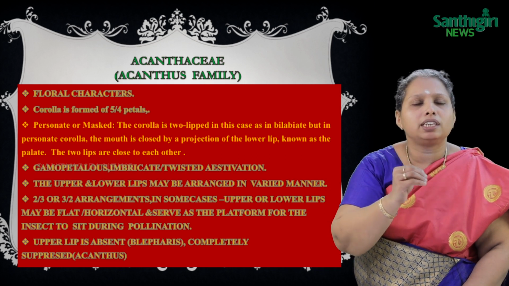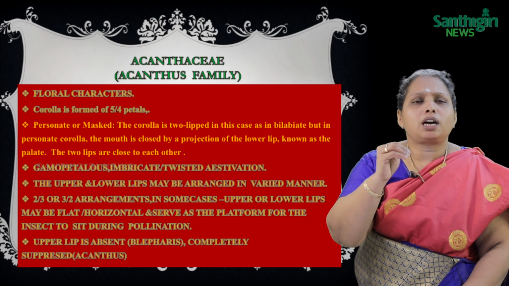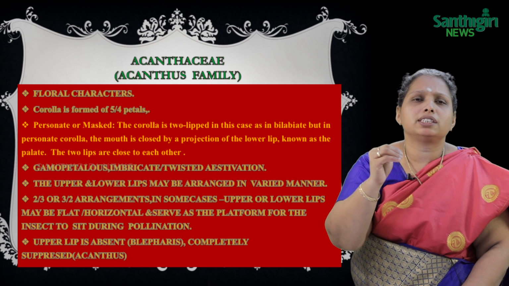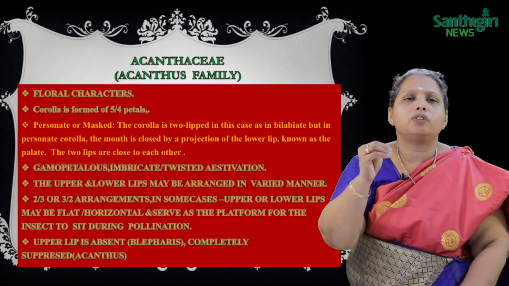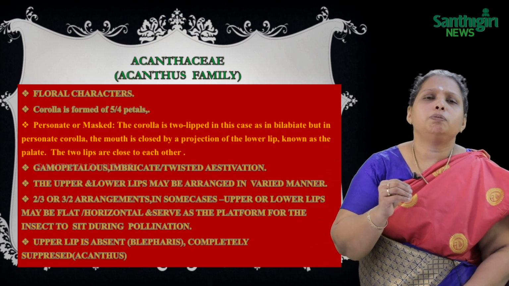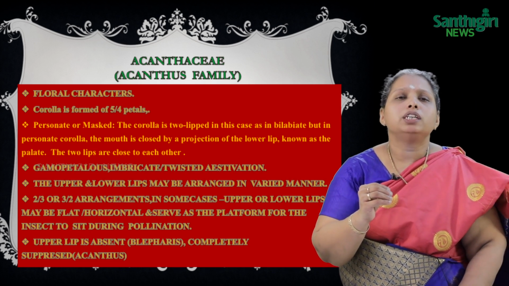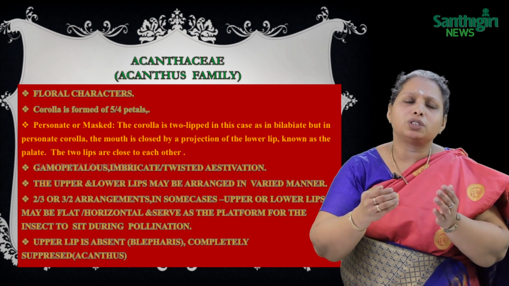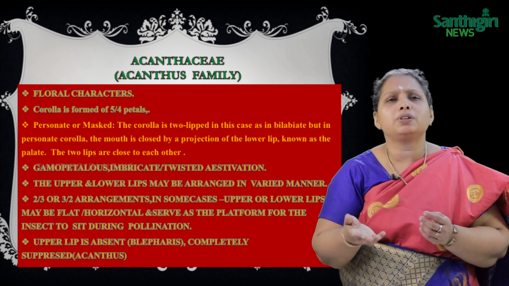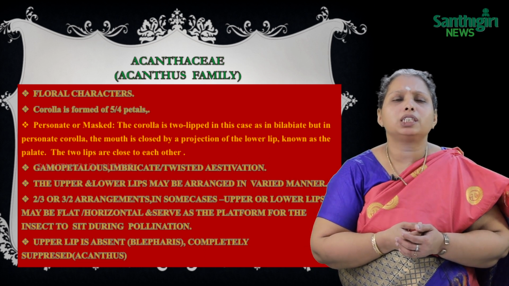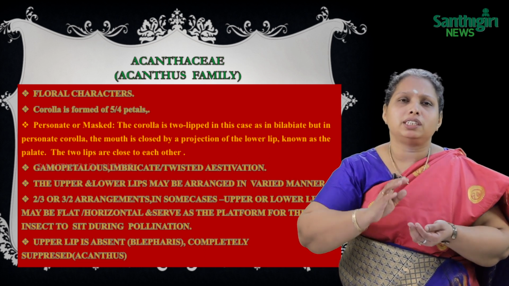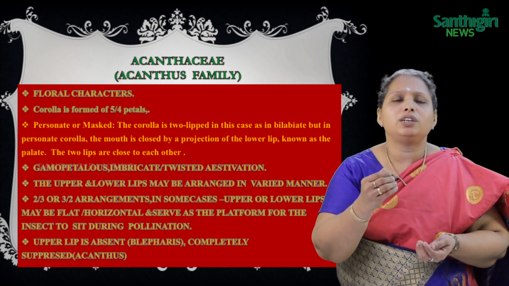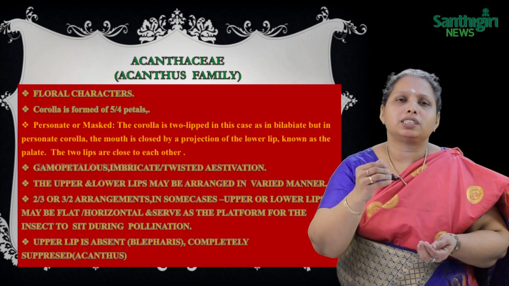In some cases, like the calyx character, the upper lip is formed of 3 and the lower lip is formed of 2, and in other cases the upper lip is formed of 2 and the lower lip is formed of 3. Then imbricate or contorted or twisted estivation. Here also variations are found. In some cases like Blepharis madraspatensis, the upper lip is absent. In Acanthus illicifolius also the upper lip is suppressed.